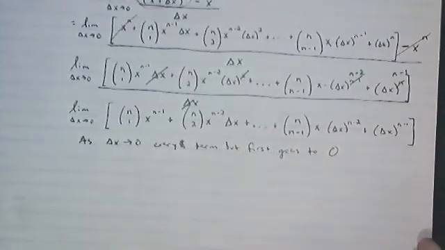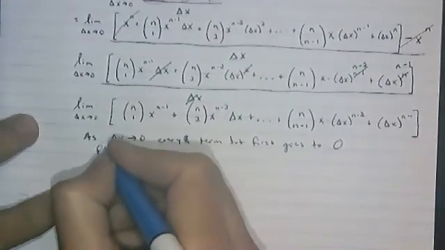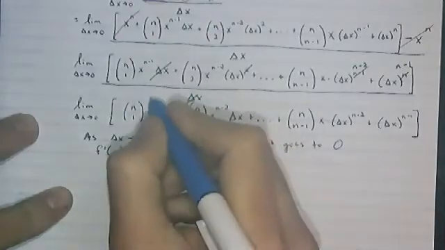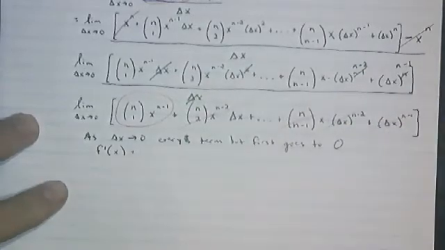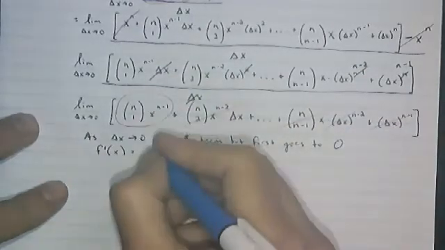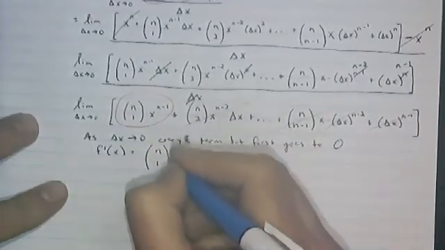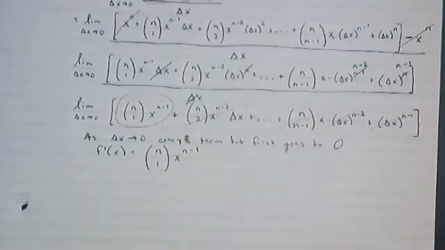Which tells us that the derivative here, f prime of x, is equal to this first term. All these are going to 0. N choose 1, x to the n minus 1. And then we're like, kind of looks like what we wanted. Got the x to the n minus 1.